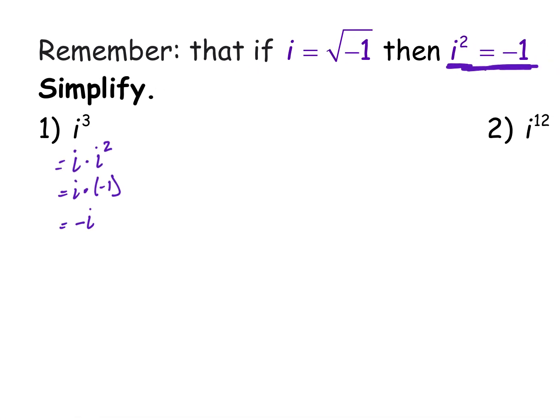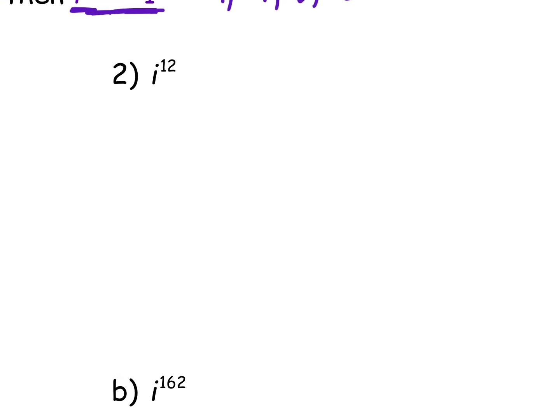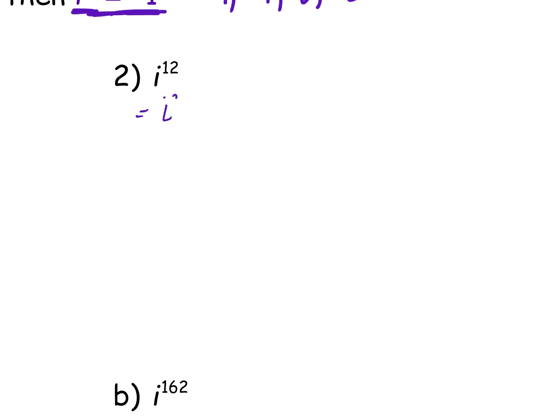Okay, so now if I go to number 2, I notice my exponent's getting bigger, right? Now I have i to the 12th, and I still want to put it in terms of i squared because that's what I know. So this time I'm going to rewrite this as i squared to the, what's going to make that a 12 instead of a 2? i squared to the what power? 2 times 3 is 12? 2 times 4 is 12? There we go. 6, right? So 2 times 6 is 12.